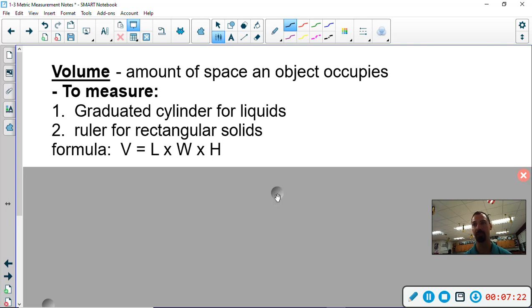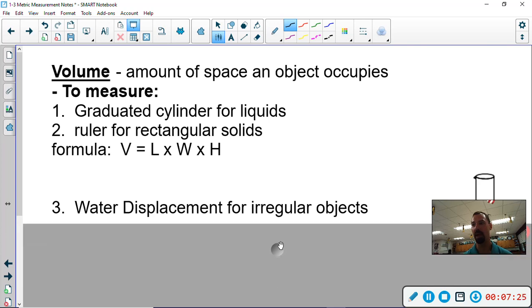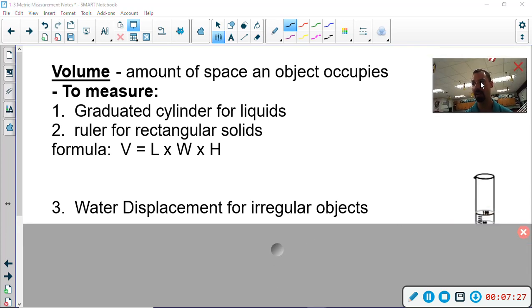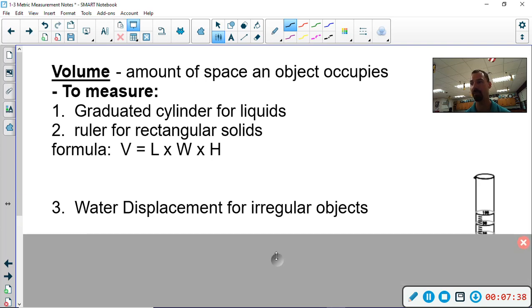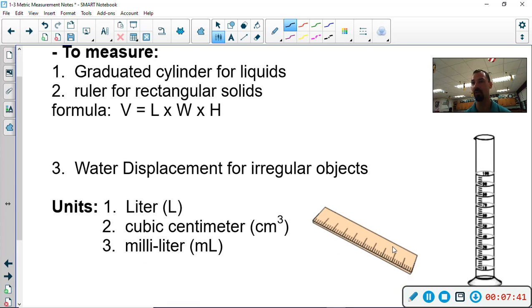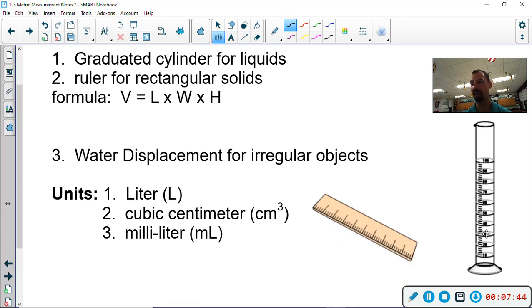and get your answer. All right, for irregular shaped objects, such as a rock or even a spear, water displacement is a good technique. What you do is put water in a graduated cylinder. You fill it up to whatever amount of volume. You drop the object in, and then the water level will rise by the amount of volume that the object takes up. So basically you just subtract how much water was initially in there from the final, and that's how you get your volume. So we'll do examples of that.